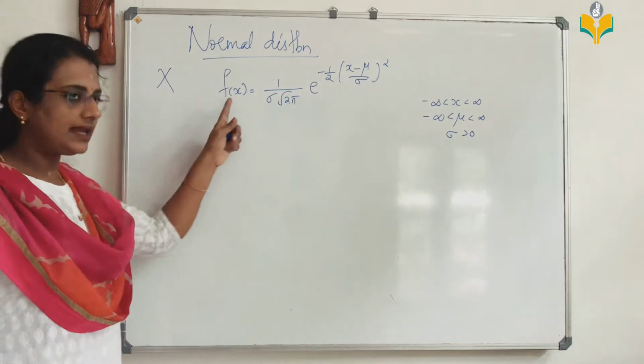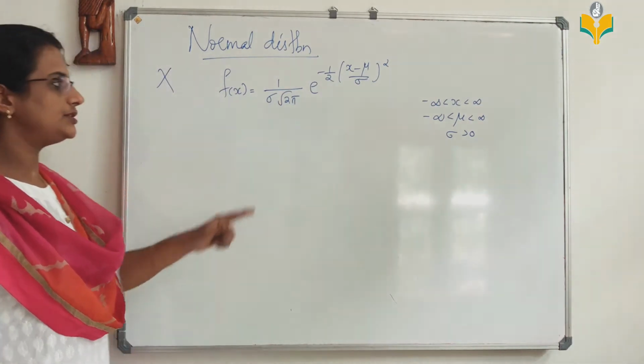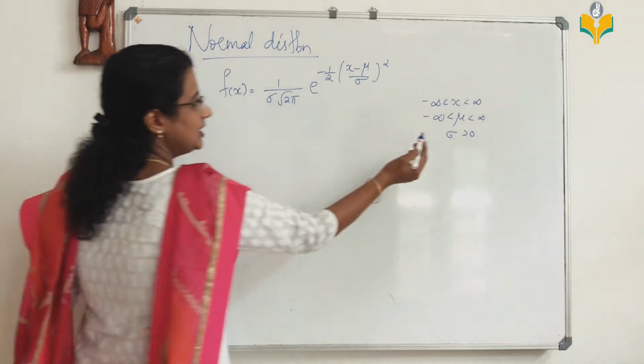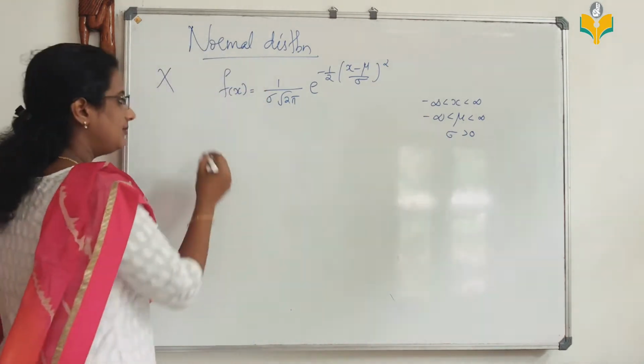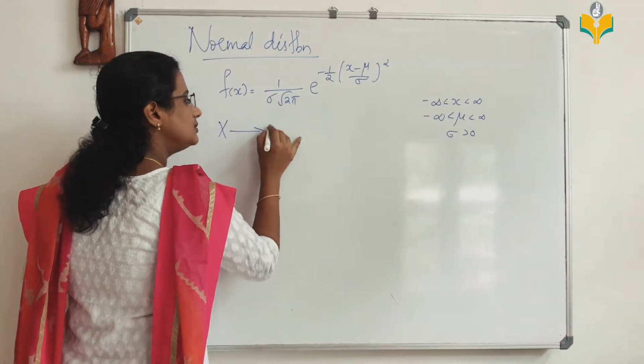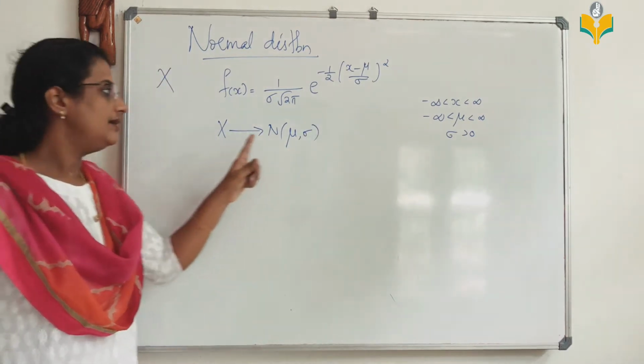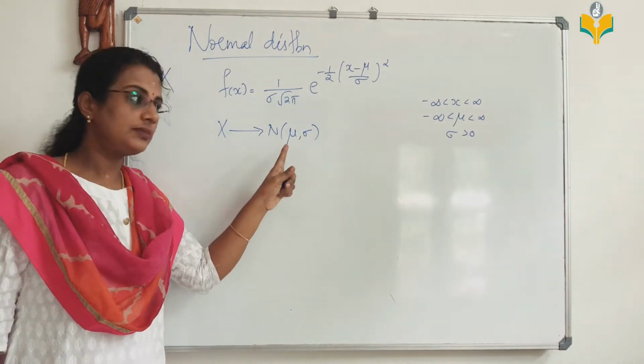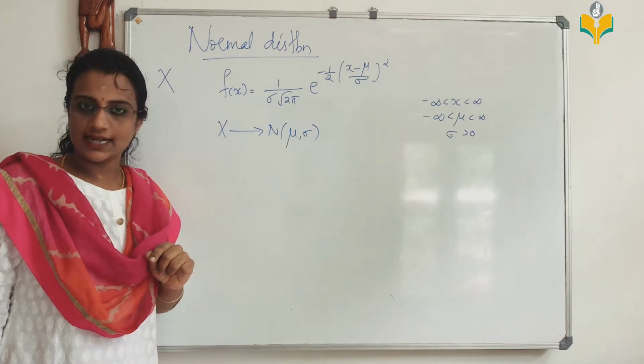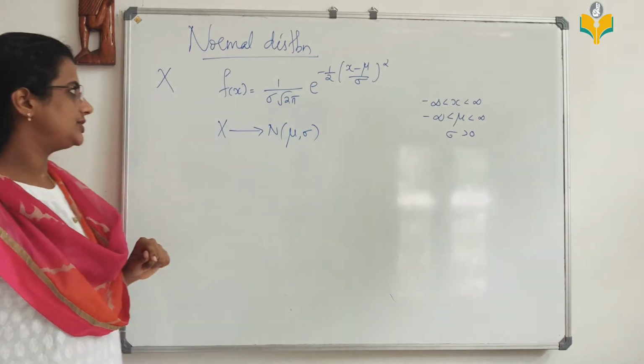Then the random variable x is said to follow a normal distribution with parameters mu and sigma, and we write it as x follows normal distribution with parameters mu and sigma, where mu is the mean of the normal distribution and sigma is the standard deviation of the normal distribution.